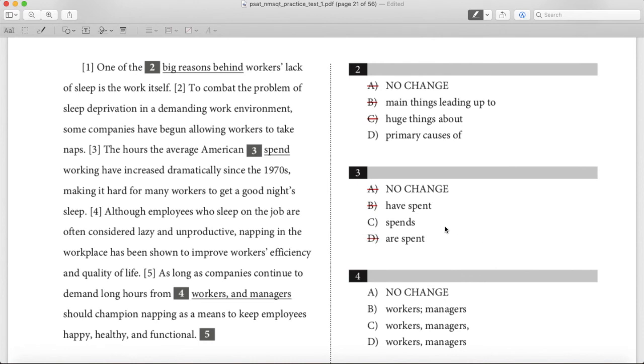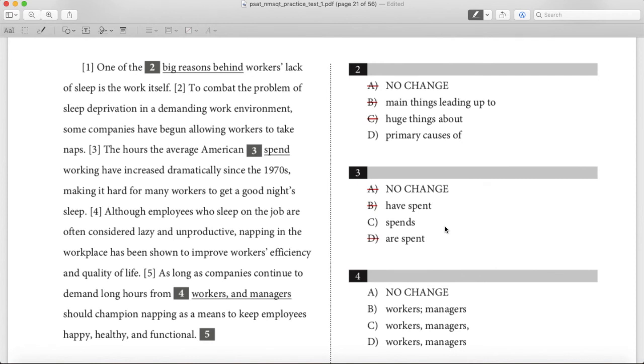Let's plug it in. I want to hear it. Can you read it with answer choice C plugged in? The hours the average American spends working have increased dramatically during the 1970s. Great. It works. And that's it. Make it match number. Any questions about that?